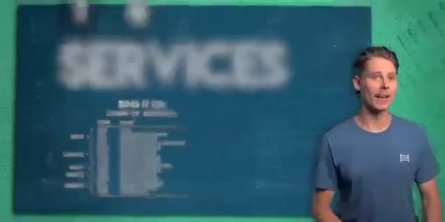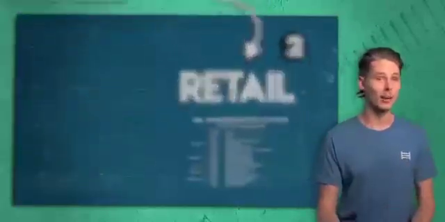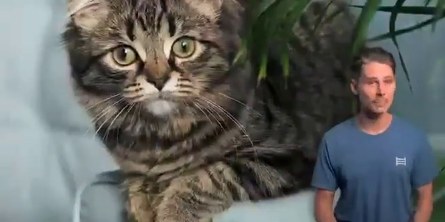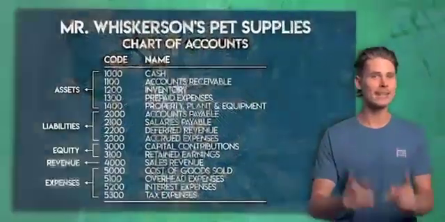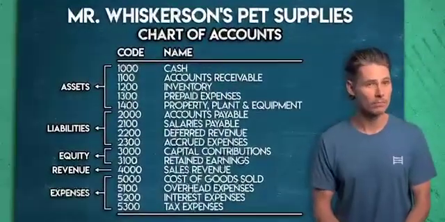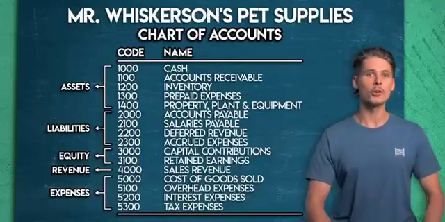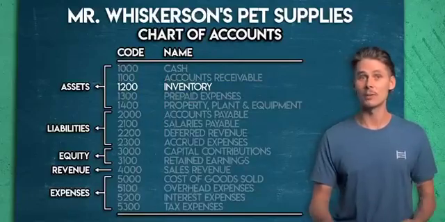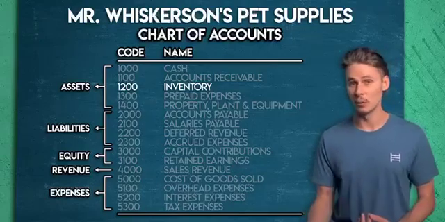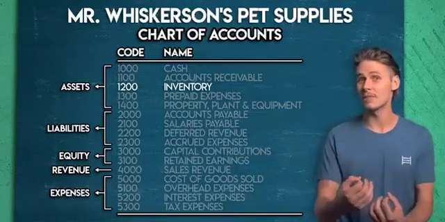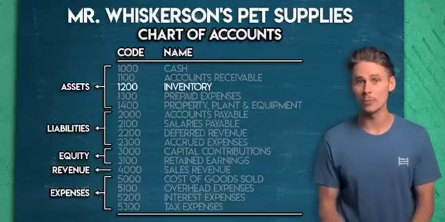Now let's look at the chart of accounts for a retail business. In this example, we have a pet store called Mr. Whiskerson's Pet Supplies. There are 3 key differences between this chart of accounts and the one for Bing It On. Can you spot them? First, we've included inventory, which falls under assets. Inventory represents goods available for sale. This is an important account for retail businesses because they sell inventory directly to consumers.